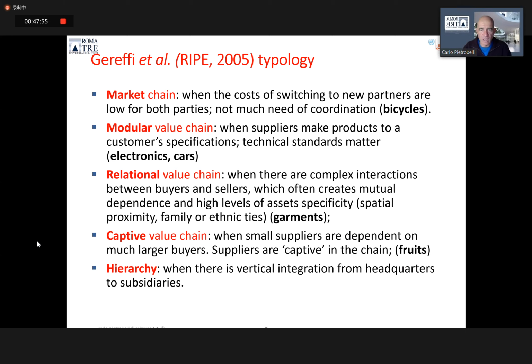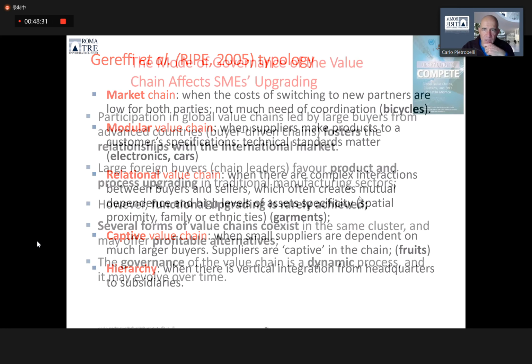Whereas in a relational value chain, the complexity of transactions is very high. Suppliers can have a good level of capabilities, but the technological content of the transactions cannot be easily codified, and therefore a relational value chain tends to prevail with frequent interactions and contacts, and this typically happens in sectors such as garments, for example, or shoes, or similar kinds of sectors.